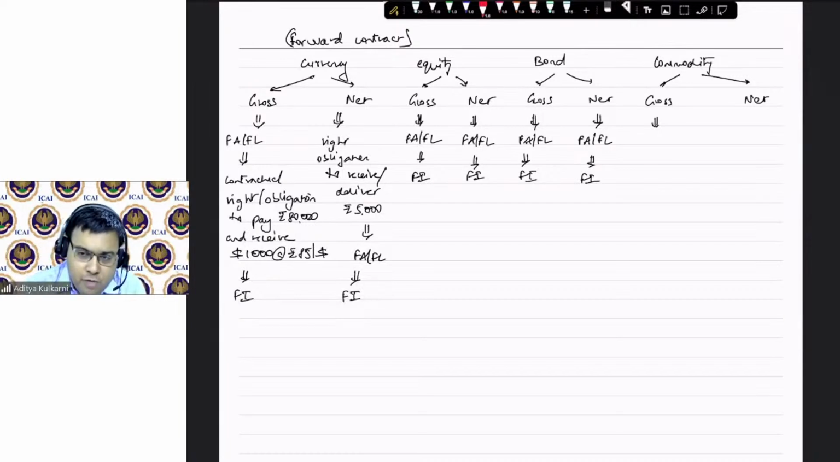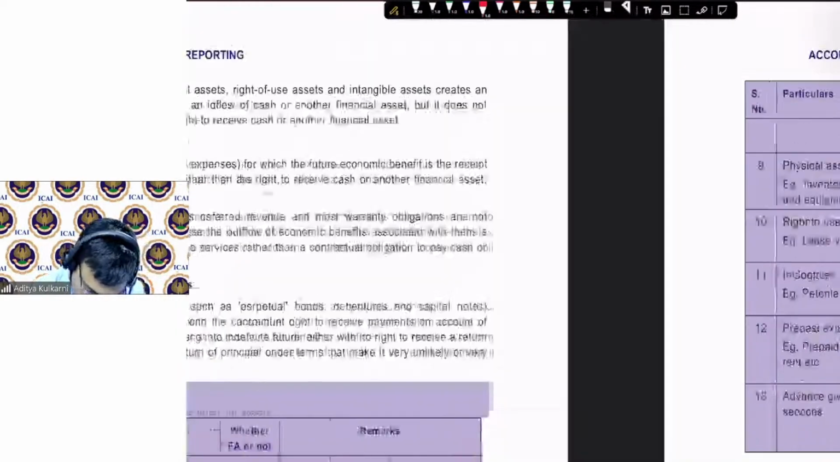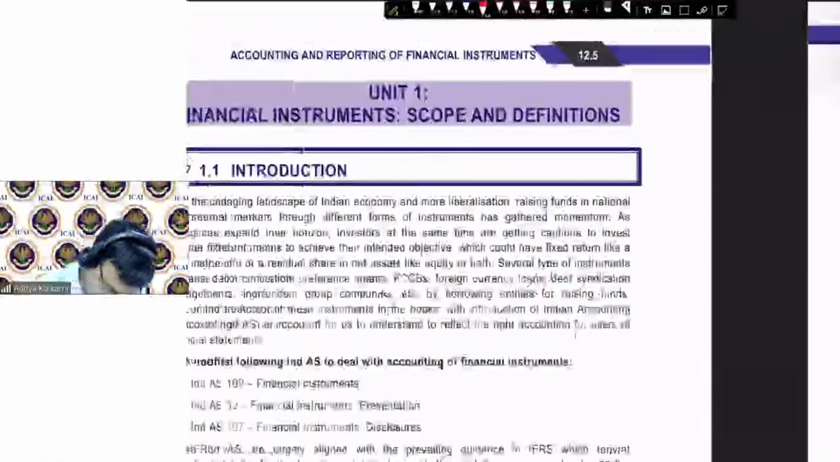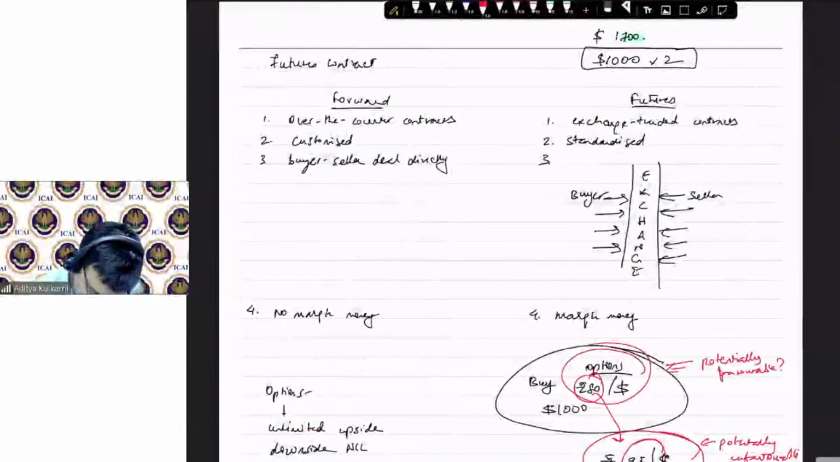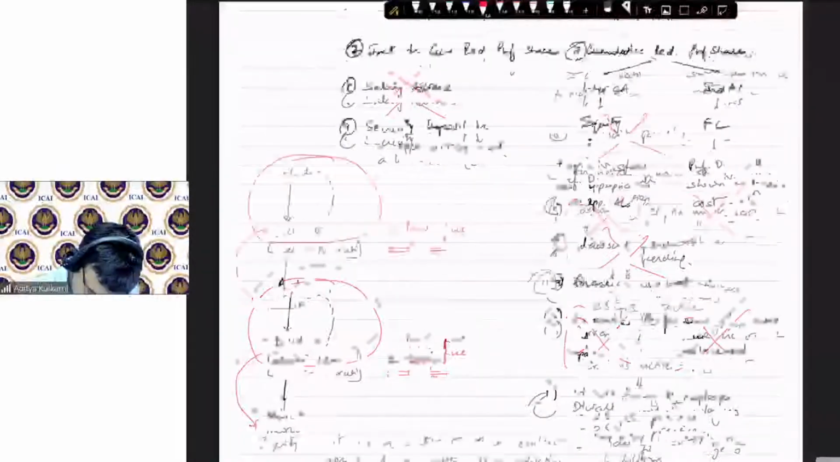And therefore, gross settled commodity derivatives. No, gold is not a financial asset. Did I say that? I cannot go so wrong here. Let me just check. Where did I mention that gold is a financial asset?